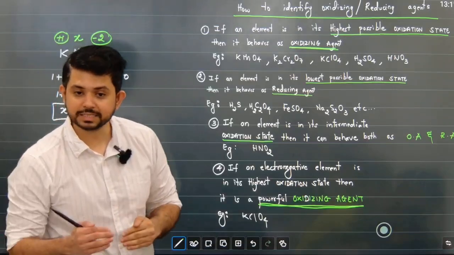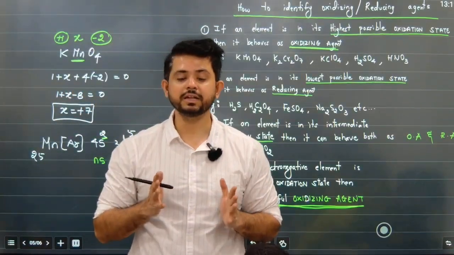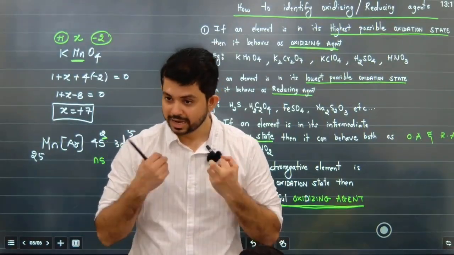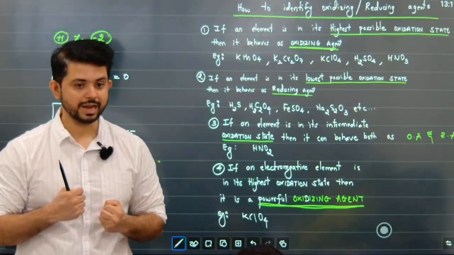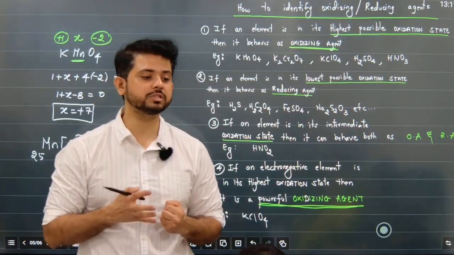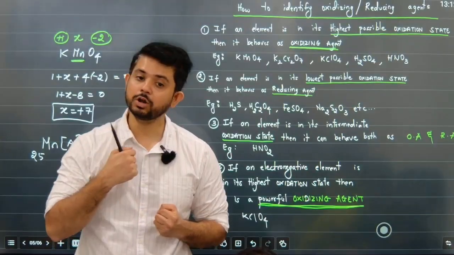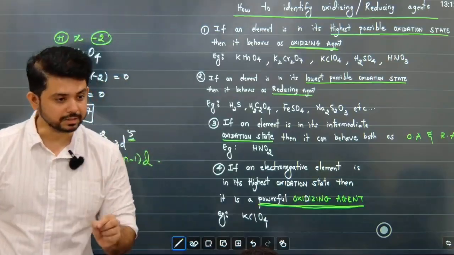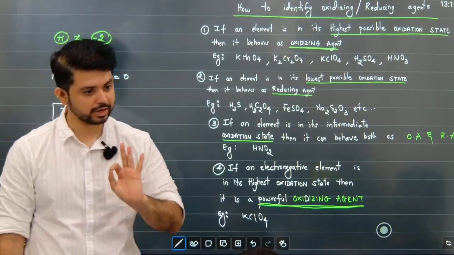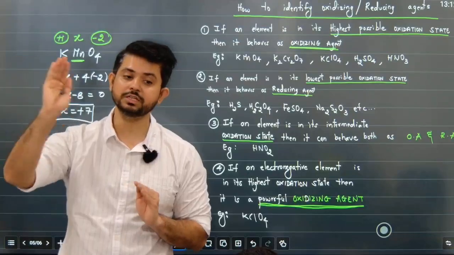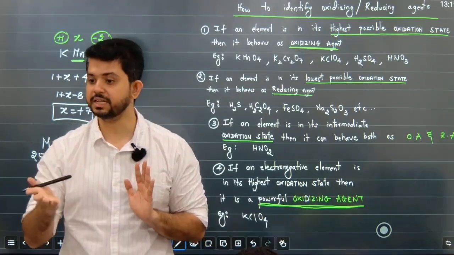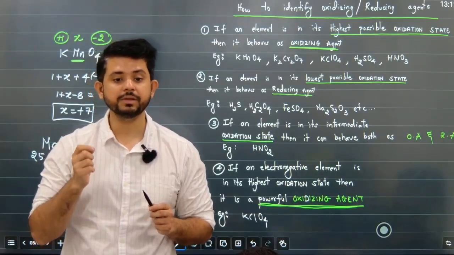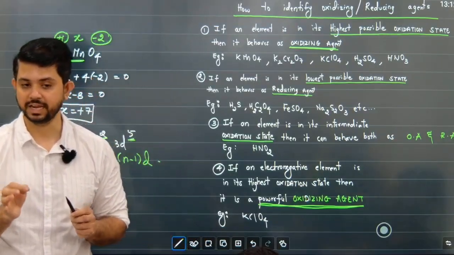What that means is manganese has already given away 7 electrons. It cannot give any more than that. Now it can only accept electrons, and hence it will act as a very powerful oxidizing agent because it has already given all it had. Now it will only accept. So if any element, and especially if it is electronegative and it is at its maximum oxidation state, it cannot give more, so it will always and always try to gain electrons. That is, it will be a very powerful oxidizing agent.